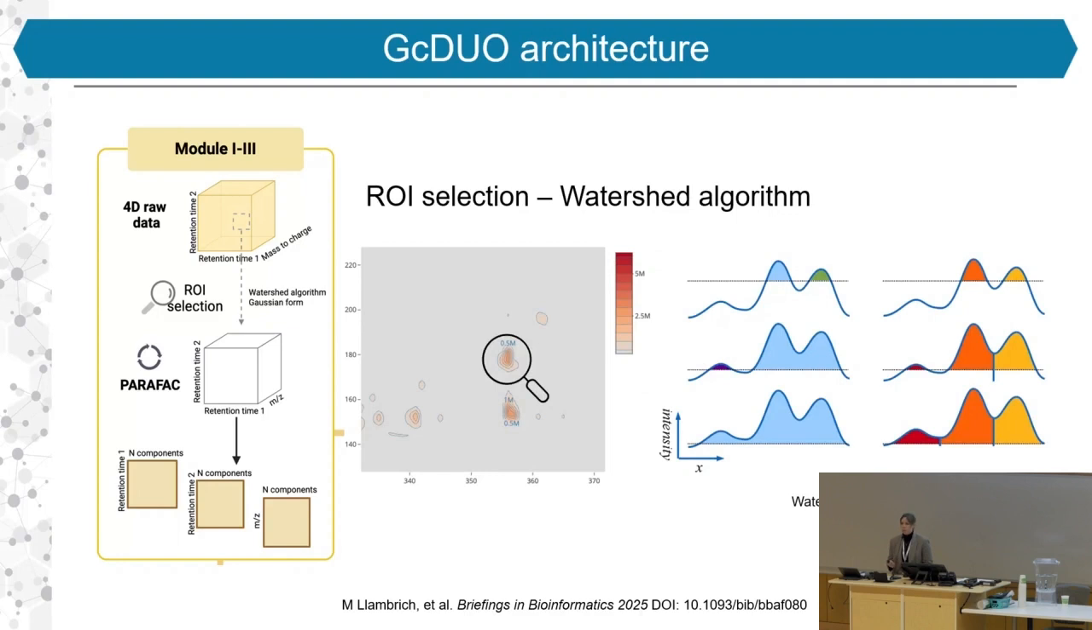When we have the 4D object, we aim to select the regions of interest, or ROIs, where we will deconvolute our data. To achieve this, we use the inverse watershed algorithm. This algorithm evaluates the data to identify prominent points and then defines the volume. Before moving to the next step, the ROIs are assessed based on the peak shape and the signal-to-noise ratio, which is also a parameter that the user can choose.